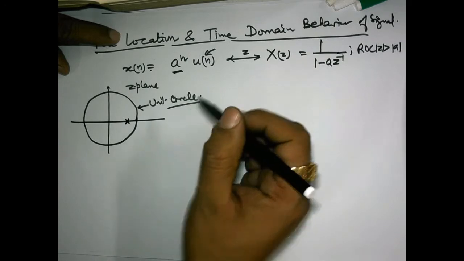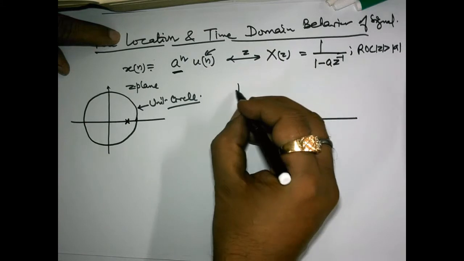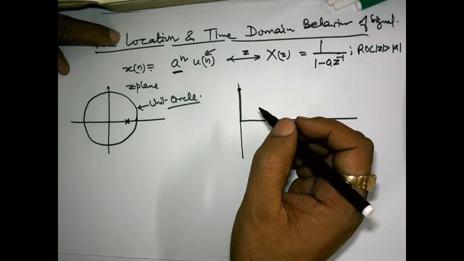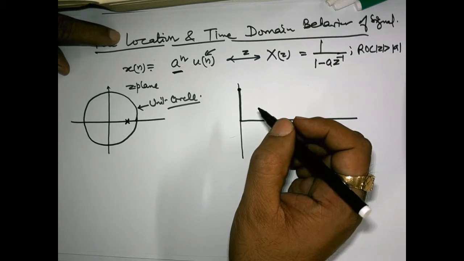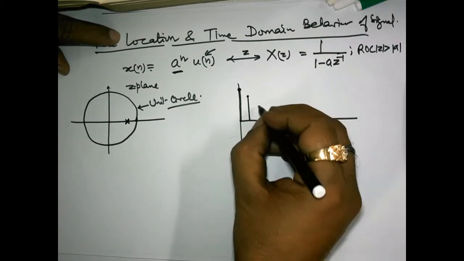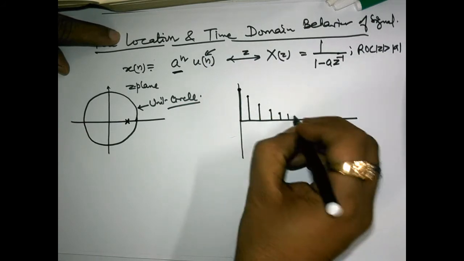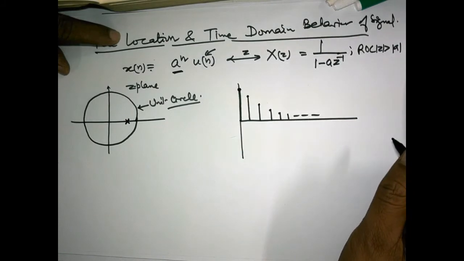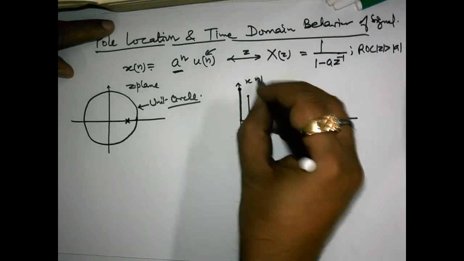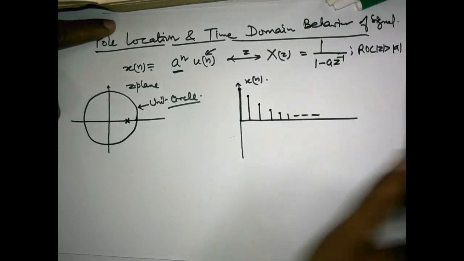So what will be the nature of this signal? The very first sample will be 1, because a to the power 0 is 1. Then the second sample is a, then a square, a cube, going this way, it will decay like this. So this is the shape of x[n]. Getting this thing?